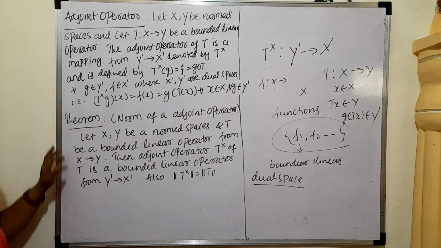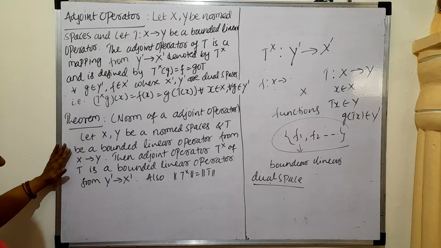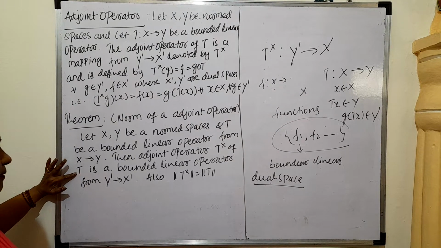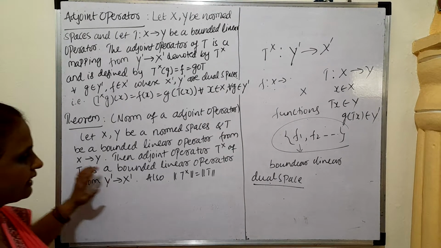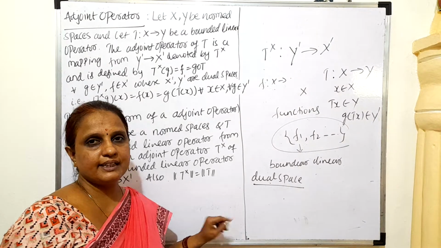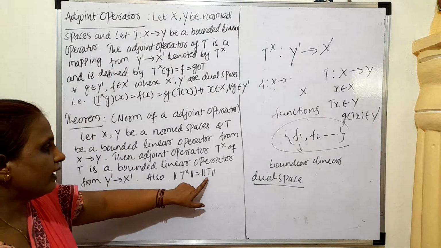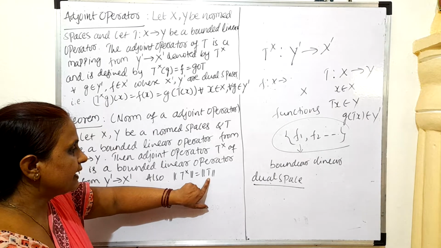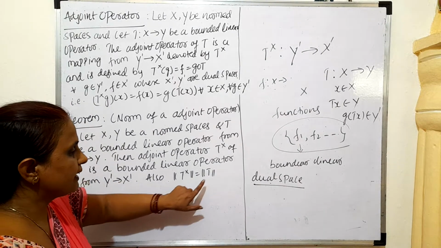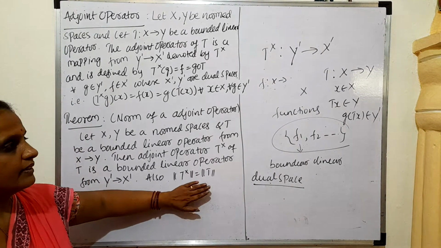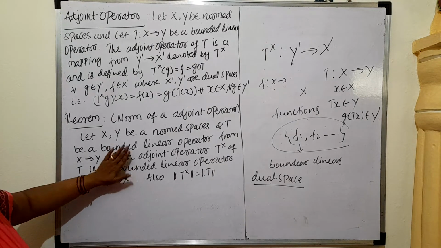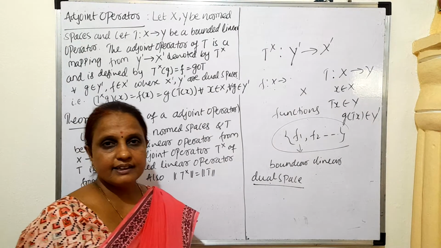Now here, when we have an adjoint operator, if T is a bounded linear operator, then the adjoint operator is also bounded linear, as well as the norm of the adjoint operator and the norm of the linear operator are both the same. So this completes this topic. Remaining we will see in the next class.